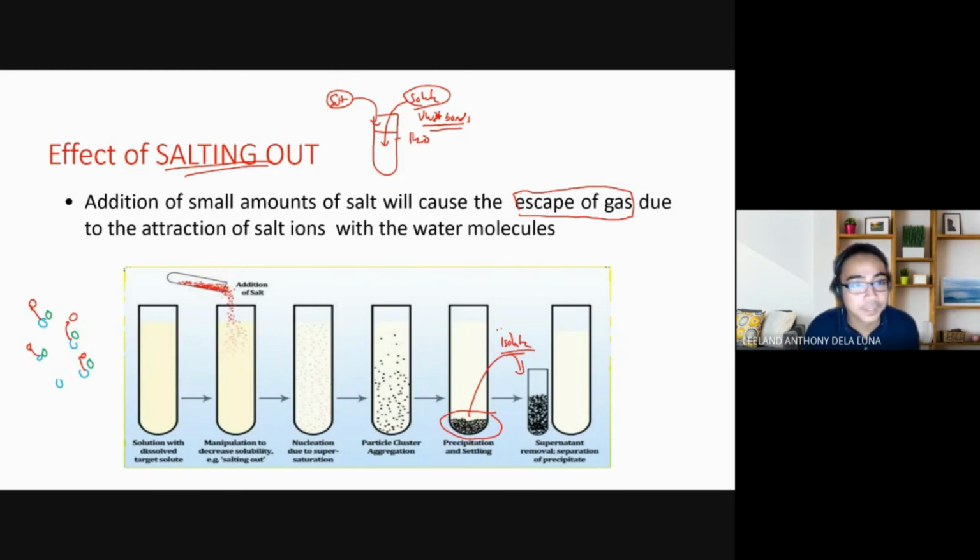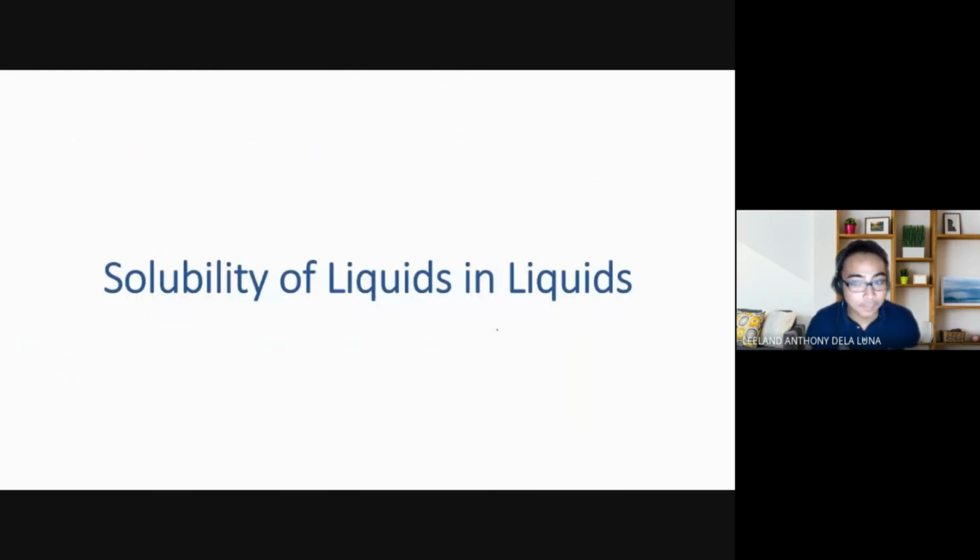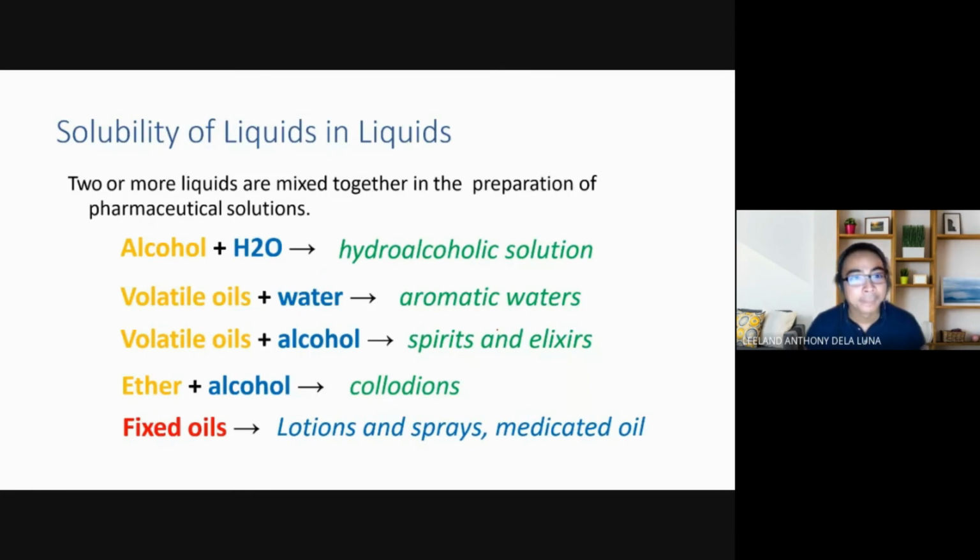Okay. So let's proceed. Solubility of liquids in liquids. So madali lang naman to, eh. Okay? Ang sinasabi lang natin dito, class, would be 2 or more liquids are mixed together in the preparation of pharmaceutical solutions oftentimes. Now again, class, titignan mo lang naman ang polarity ng ating mga liquids na to.